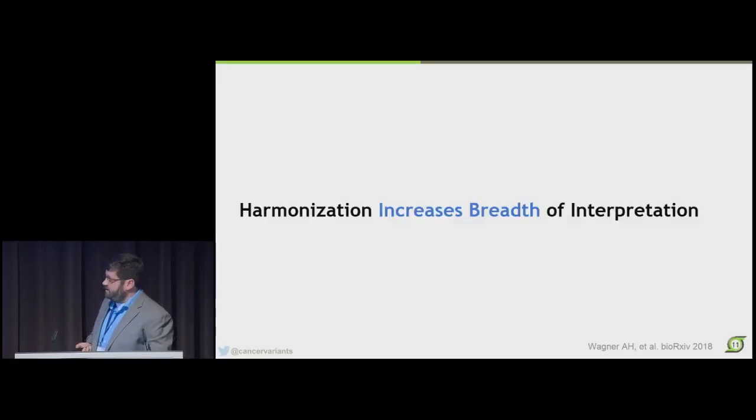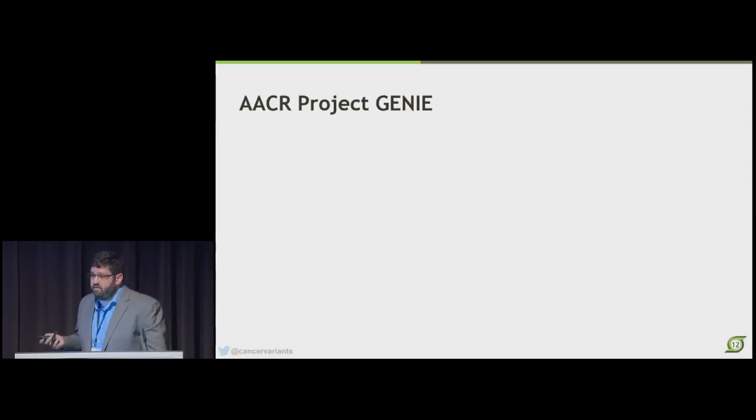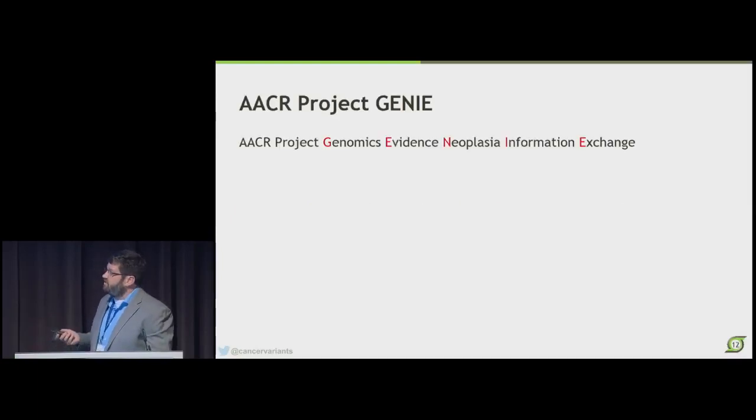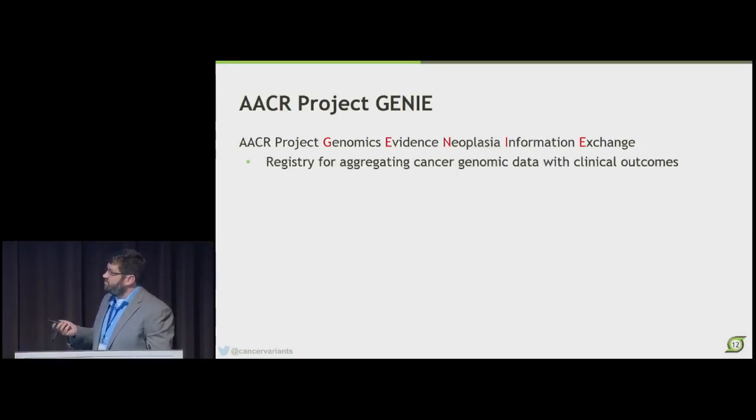And we did so. I'm skipping over the details of how we did it due to time constraints. But basically what we found is that harmonization did increase breadth of interpretation. The way we evaluated this was using the AACR Project Genie dataset. For those of you that aren't familiar with this dataset, it's a registry for cancer genomic data with clinical outcomes. And it really represents real-world data.